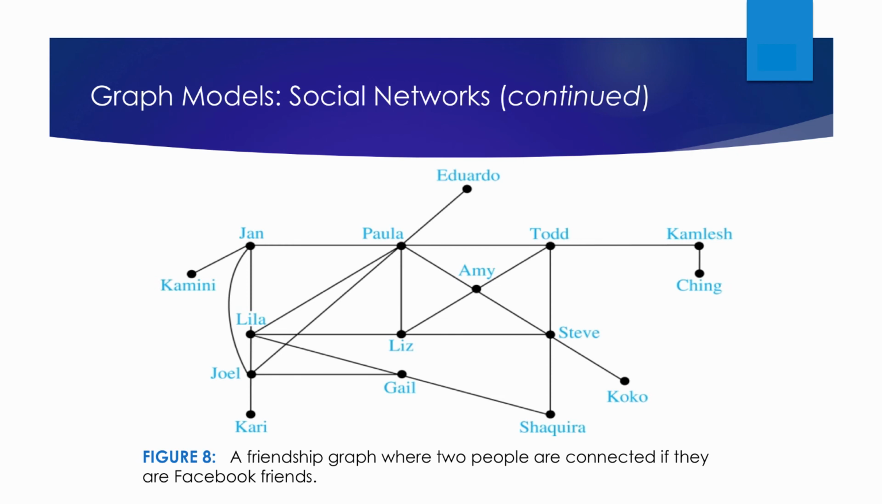So the figure is giving you an example of a social network graph where we have, for example, Jane connected to Paula, and maybe also Liz connected to Amy, and so on.